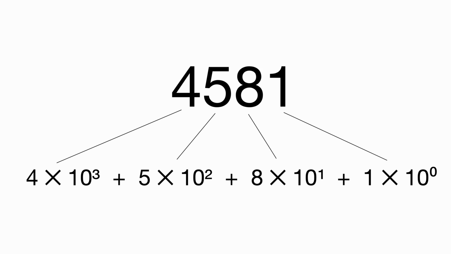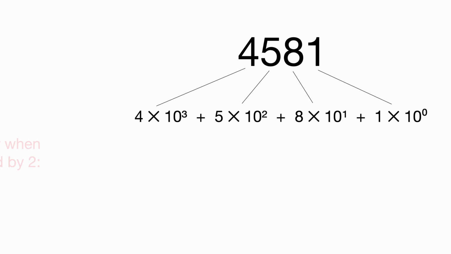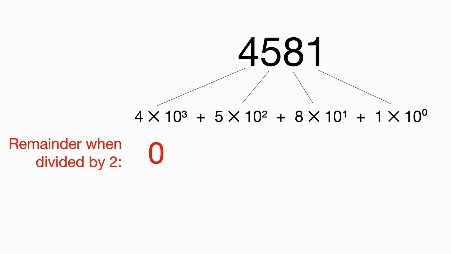Let's look at what happens when we divide each part by 2. Specifically, we want to look at the remainder that's left over when we divide each part. 4 times 10 to the third power is 4,000, and the remainder when divided by 2 is 0. The same is true for 5 times 10 to the second power, which is 500, and 8 times 10 to the first power, which is 80.